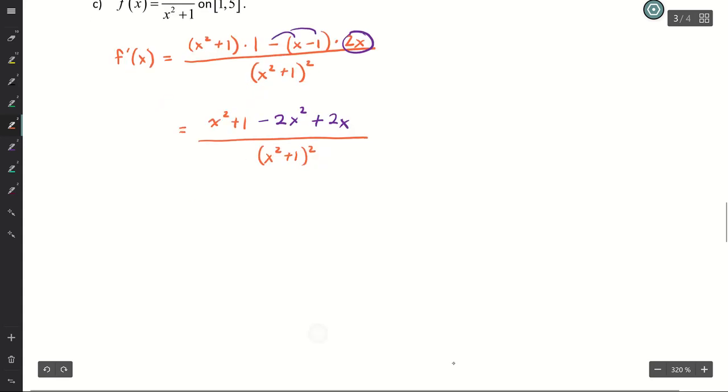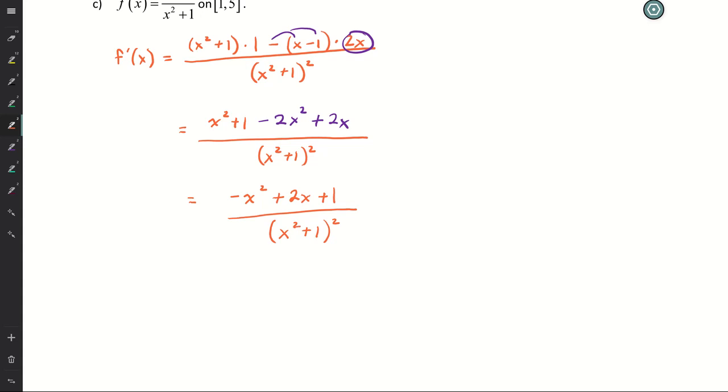All right, then go ahead and combine like terms. We have an x squared minus a 2x squared, so that'd be a minus x squared. I'm going to go ahead and put this in order. We have a 2x next, and then we have a plus 1. And then still over the bottom group squared.